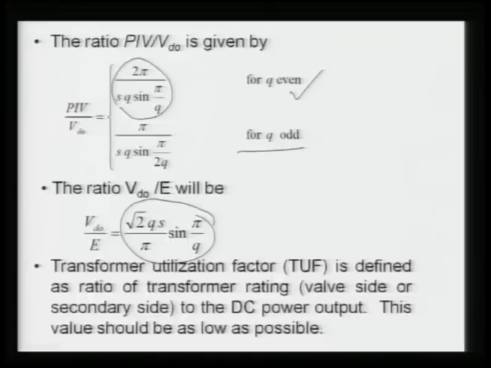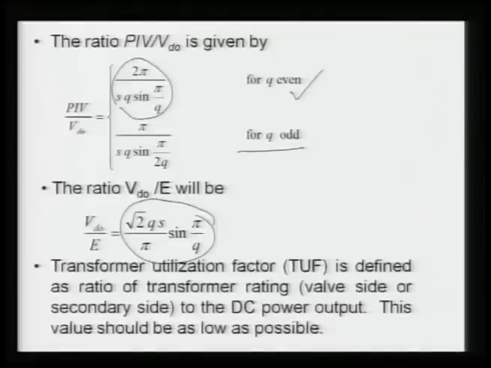Now, another important criterion for a converter circuit is that the transformer utilization factor should be as good as possible, meaning the transformer should be properly utilized. The transformer utilization factor is defined as the ratio of the transformer rating, here the valve side, that is the secondary side, to the DC power output, and this should be as low as possible. If you reverse it, 1 over TUF gives the efficiency of the transformer.